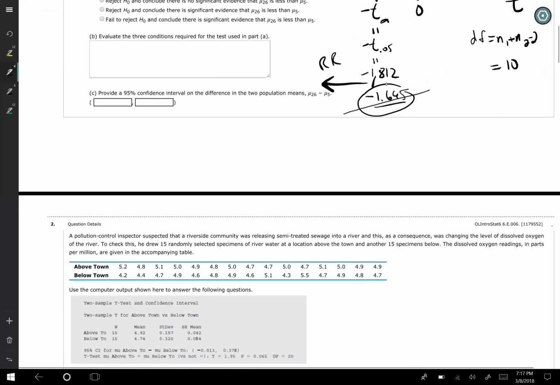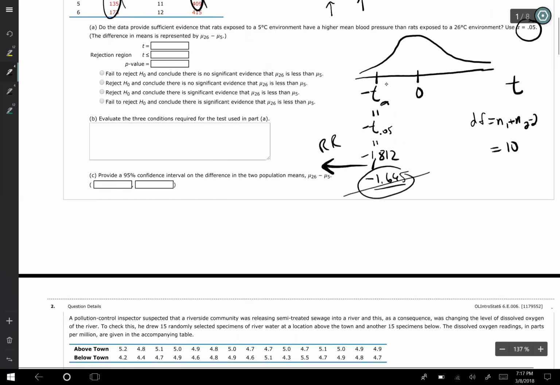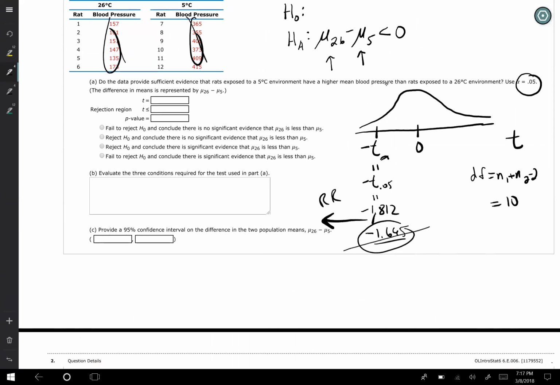You want to continue through the WebAssign or go back to the notes? I'm looking through my notes now, and I think I was just having some trouble with the confidence interval, but I think that's just going to have to be practice.